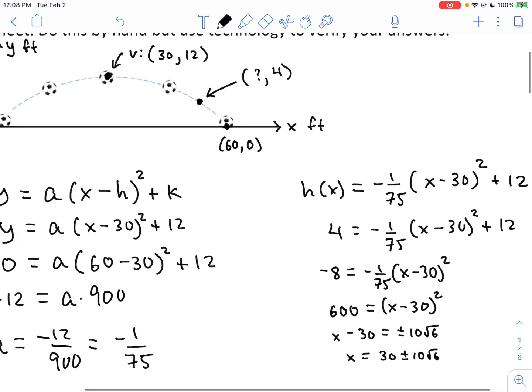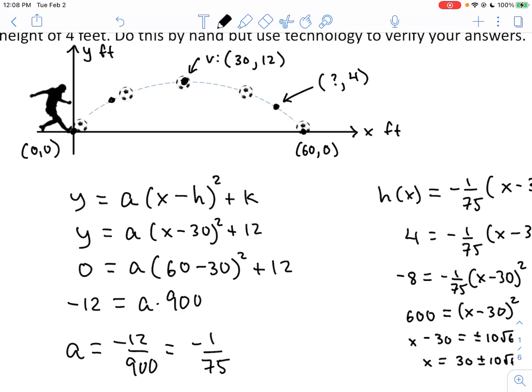There's going to be two different locations where the height is 4. There's going to be a point over here as well. They're going to be centered at 30, and we're going to go 10 rad 6 one way and 10 rad 6 the other way. And that's how you can find out where the two different locations are where the ball will have a height of 4 feet.